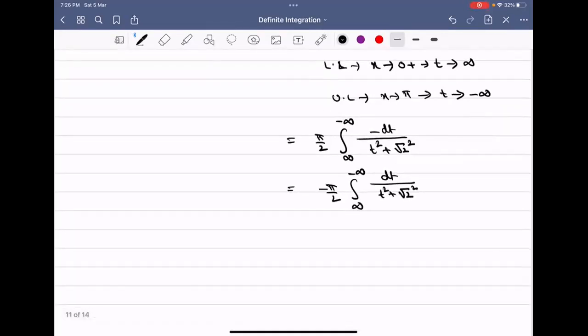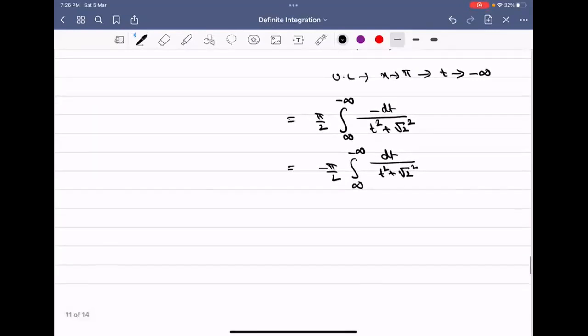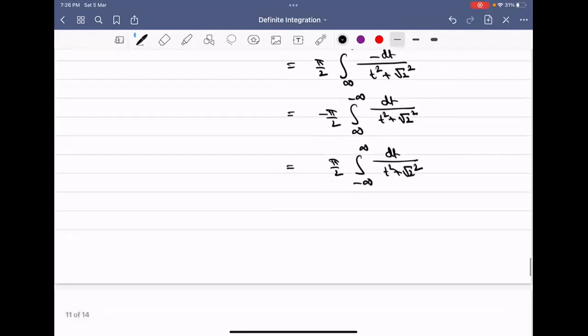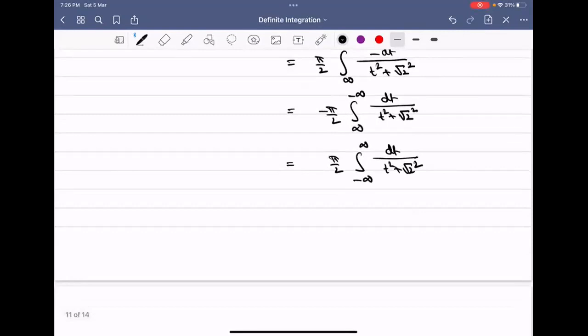So now this is equal to, here minus, sorry, yes. So if you remove the minus sign, then what you get? Pi by 2 times integration of minus infinity to plus infinity dt over t square plus root 2 square. So now it's an even function. So the limits are from minus infinity to plus infinity.